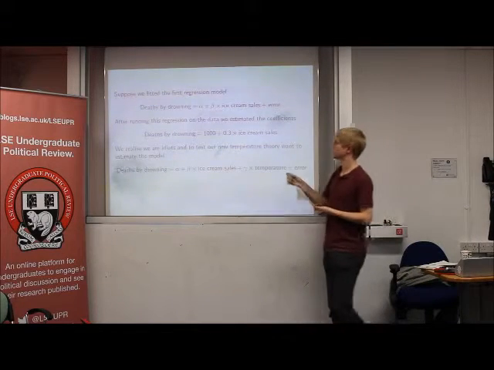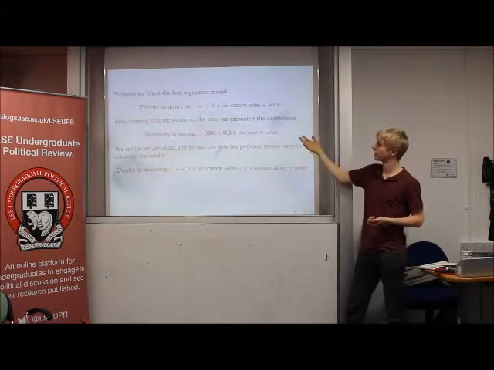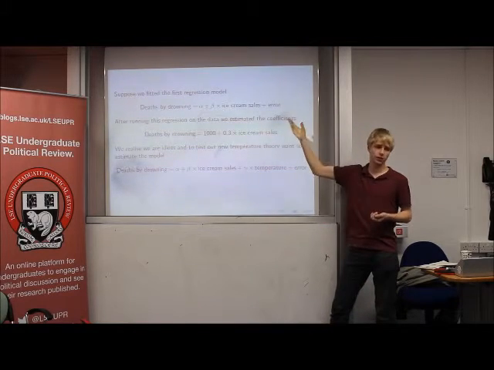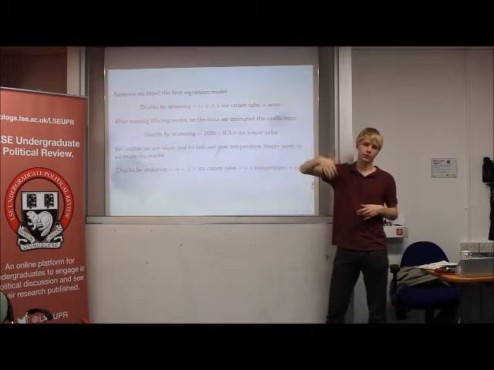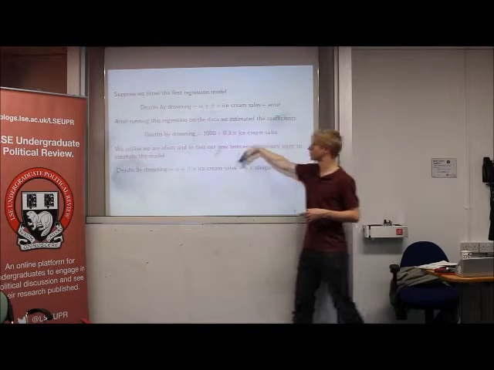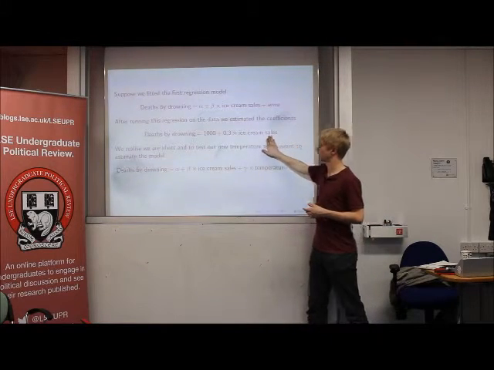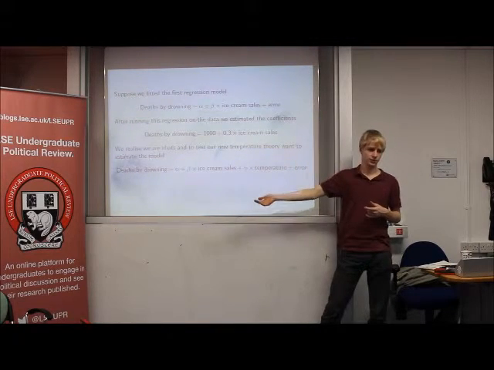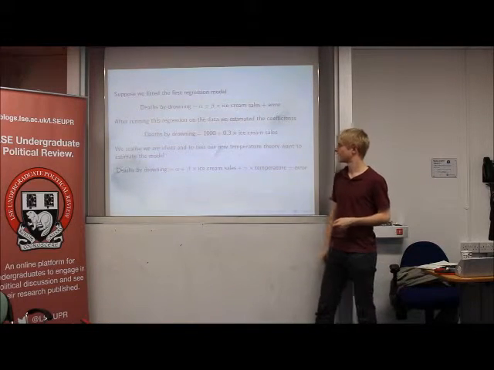So this is our first regression model. We think that death by drowning is some constant plus beta times ice cream sales plus some error. This is exactly what we had last week. And when we ran this on the data, we got this: death by drowning is some constant plus 0.3 times ice cream sales. So this means if ice cream sales increase by 100, the number of deaths by drowning is going to increase by 0.3 times 100. So 30.